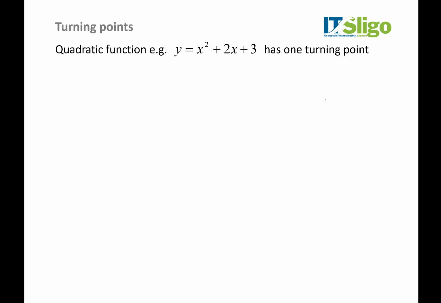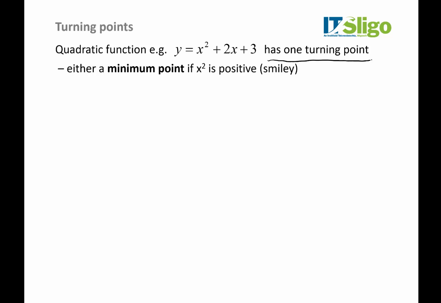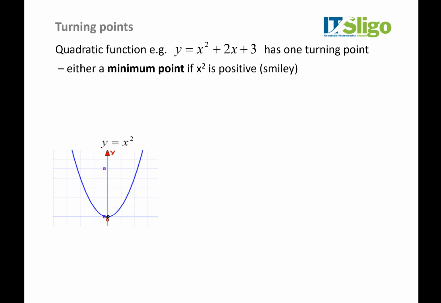Quadratic function, say y is equal to x squared plus 2x plus 3. A quadratic function has one turning point. It's either a minimum point if x squared is positive. Remember, positive x squared gives us a smiley curve. So then this is the turning point, when the slope stops being negative and starts being positive.